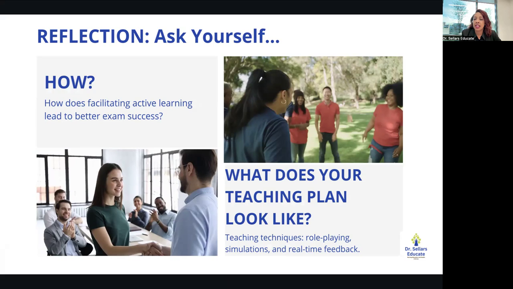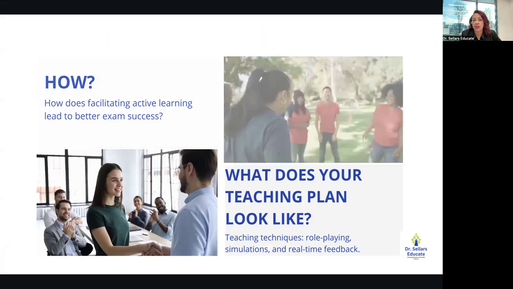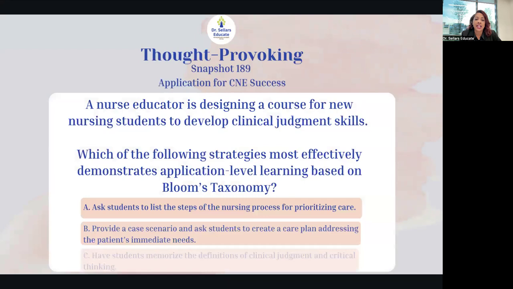Okay, so again, how does facilitating active learning lead to better exam success for you as well as for your students? Then the second question I want you to reflect on is, what does your teaching plan look like? Some of the teaching techniques that we've already talked about, that you'll further explore in Unit 3 and Chapter 14, is really around, how do I promote learning? How do I facilitate? How do I coach students through those 4 phases of Kolb's experiential learning theory and the cycles that are discussed in his work? What are those techniques that we're using? We've talked about role playing, simulations. Real-time feedback is also really important because that allows me to know what it is that I don't know.